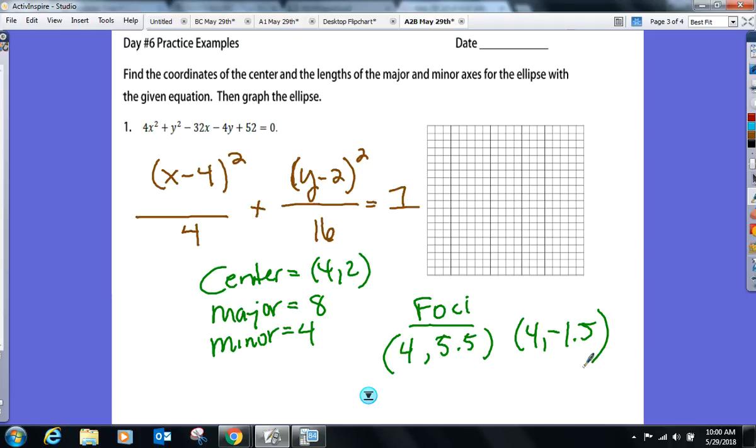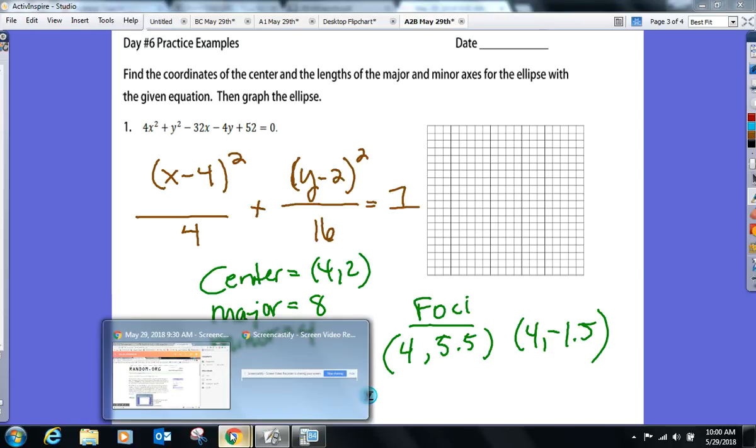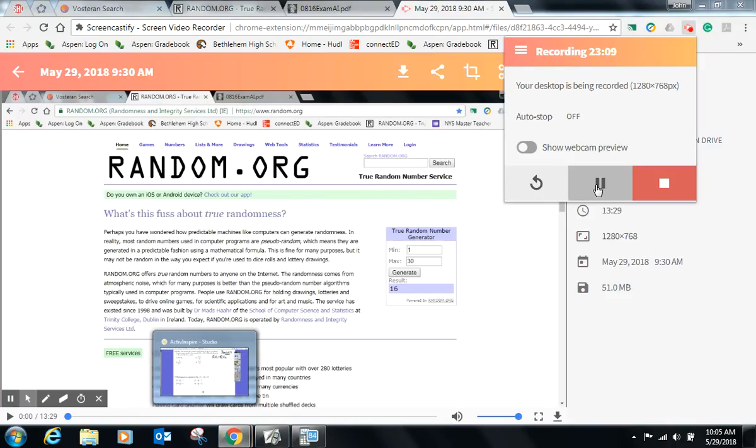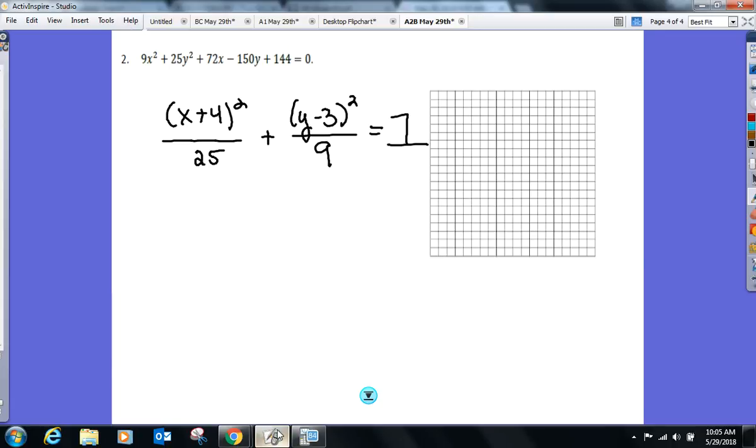If you got all that, go on to the next one. If you didn't, I want to work with you individually now. All right, we'll start with the equation. I'll help you out on the equation. If not, I'll help you out on the major, minor, and the foci. Here's what it looks like for number 2.